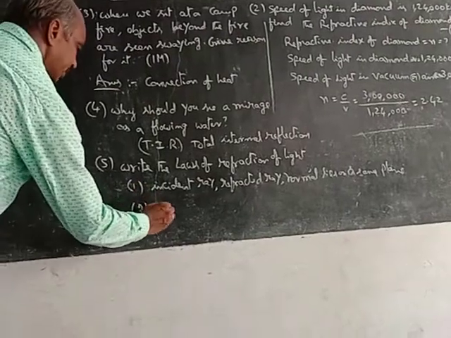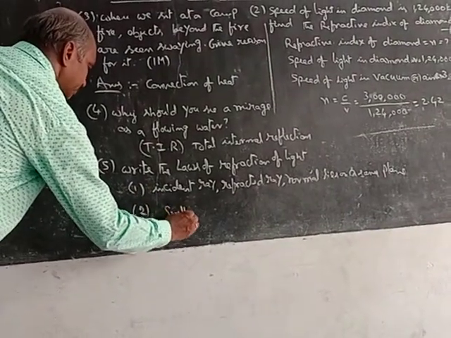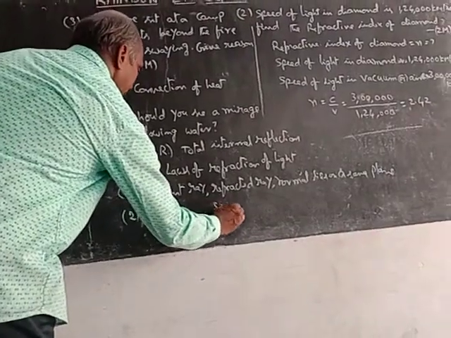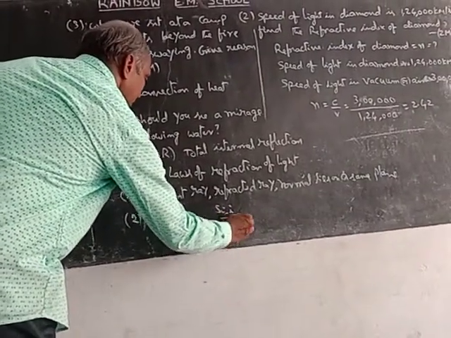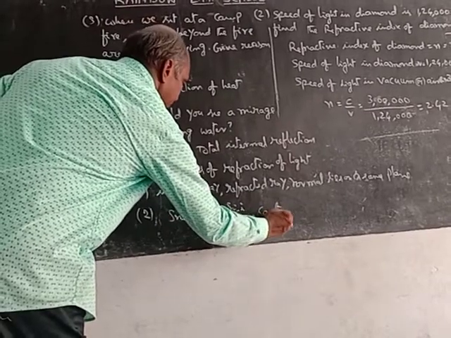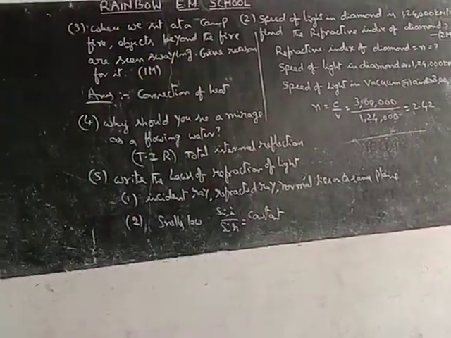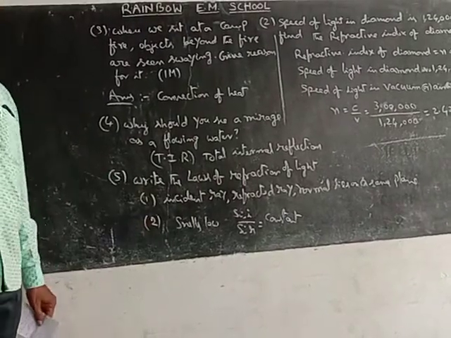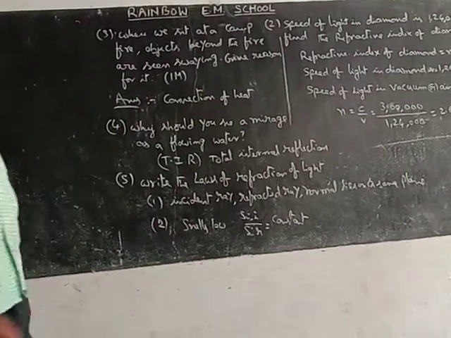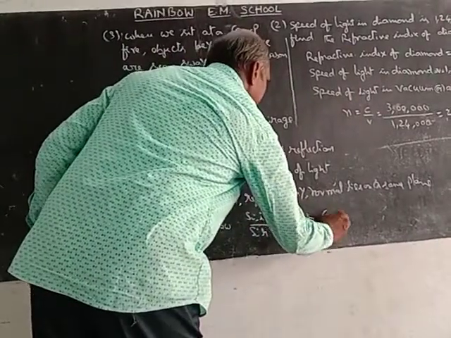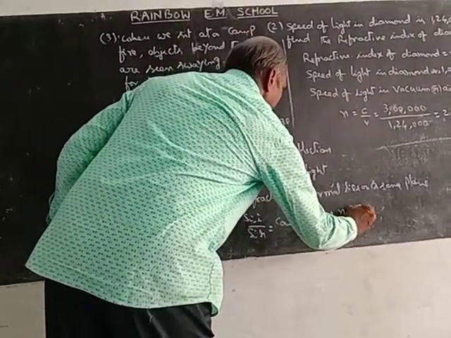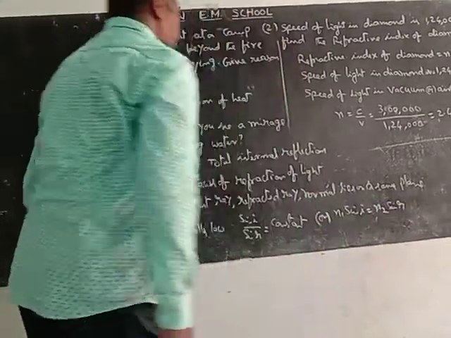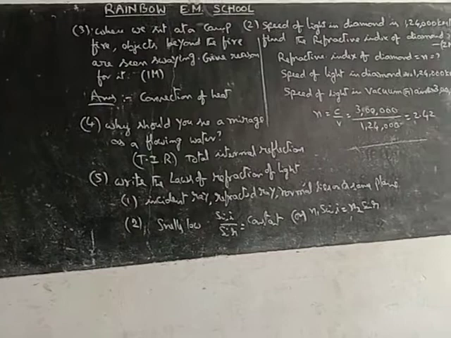The second law is that it follows Snell's law. Snell's law means sin i by sin r is equal to a constant: sin of the angle of incidence by sin of the angle of refraction is always constant. Or n1 sin i is equal to n2 sin r. This is the second law.